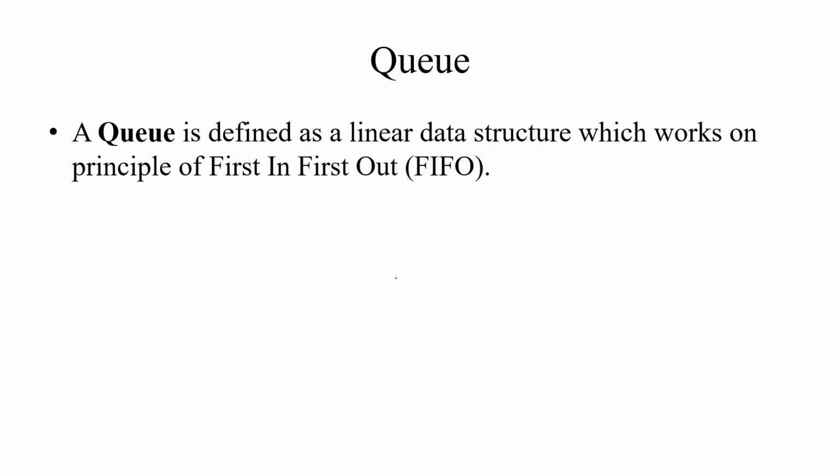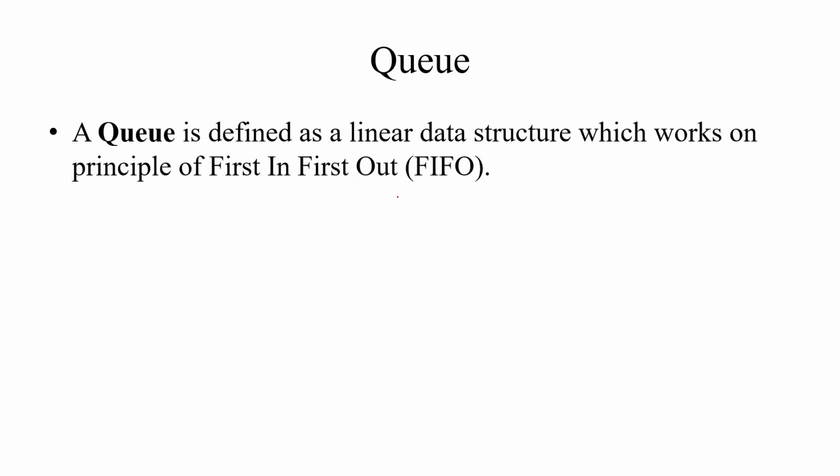Hello everyone. In this video, we are going to discuss the queue data structure and the operations performed on the queue. So let's start with the definition. A queue is defined as a linear data structure which works on the principle of first in, first out. First in, first out means whichever element is inserted first will be deleted first. It means the element which comes last will be deleted last.